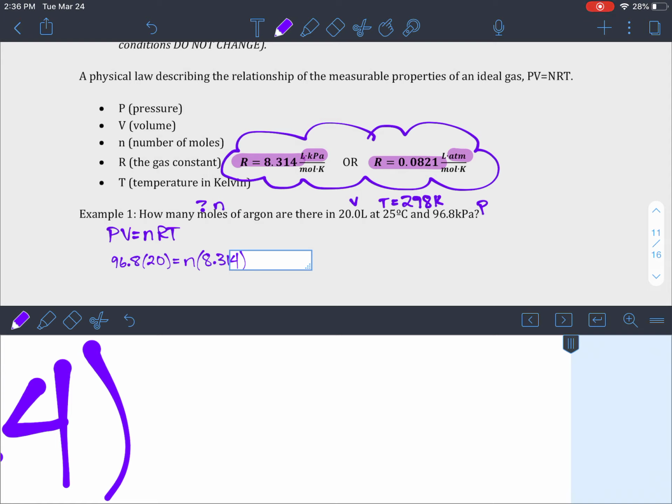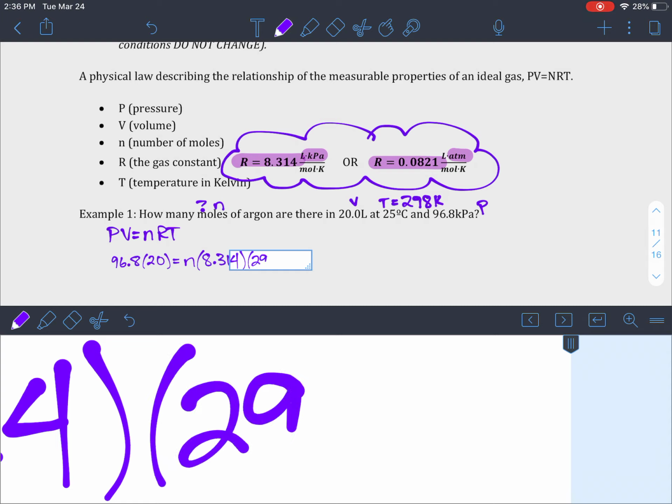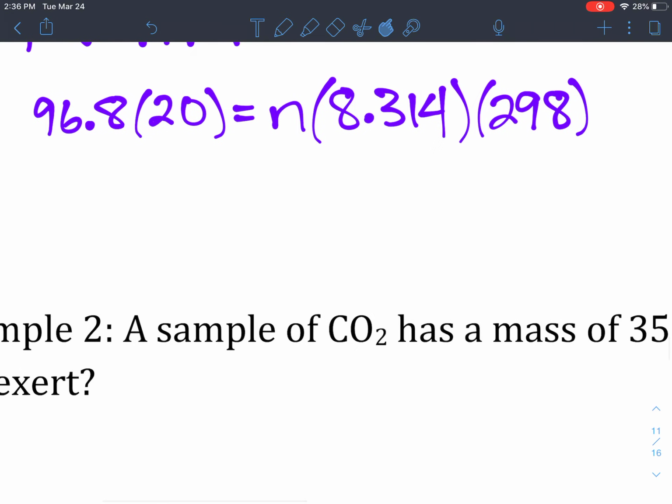And then we're going to multiply that by the temperature, which is 298. And then here we can begin to solve. So if we do 96.8 times 20, that gives us 1936, and that's equal to 8.314 times 298. Whoa, that's a big number.